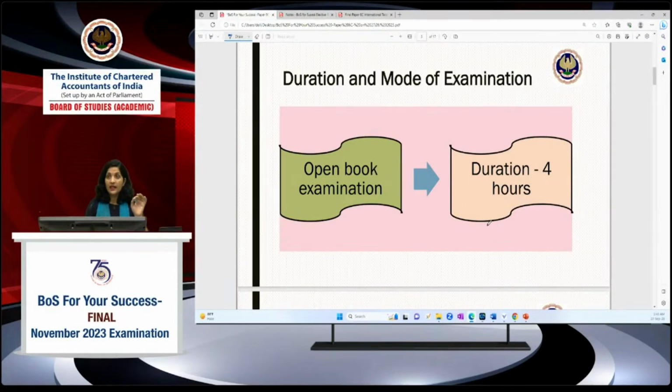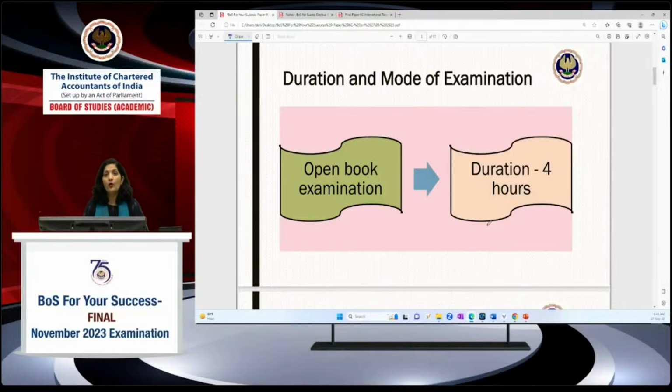So at the time of the examination, what do you think? You have only 4 hours. In 4 hours, you have to do 4 case studies, right? And in doing these 4 case studies, which have a lot of information, the questions are not straightforward and direct. They are not knowledge based questions.